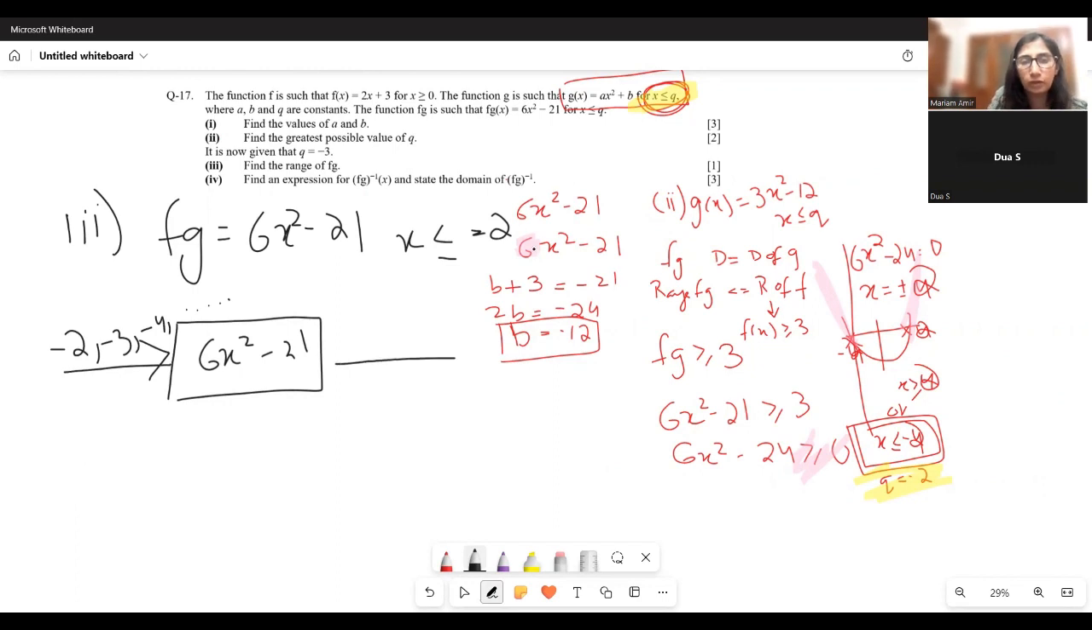So what will the output values be? 6x squared minus 21. So 6 times 2 squared minus 21, that's going to be the smallest value. 3. Then it's going to be 6 times 3 squared minus 21. That's going to be 33. So it keeps increasing, and as x keeps increasing, obviously the output will also keep increasing. So the range of fg is greater than or equal to 3.